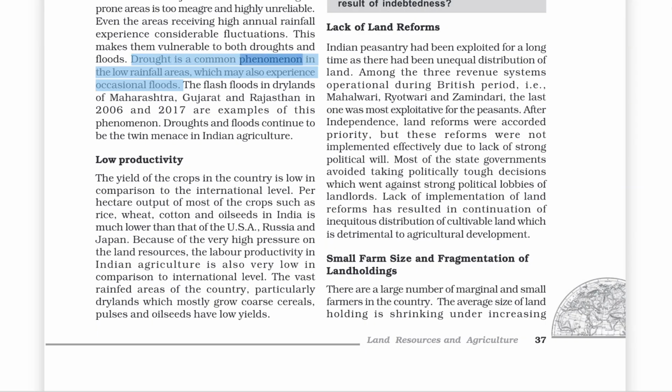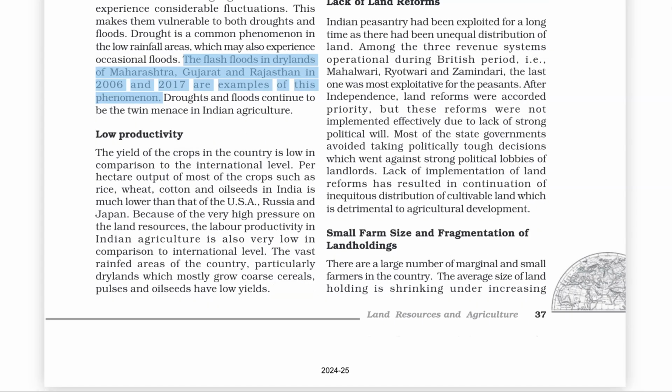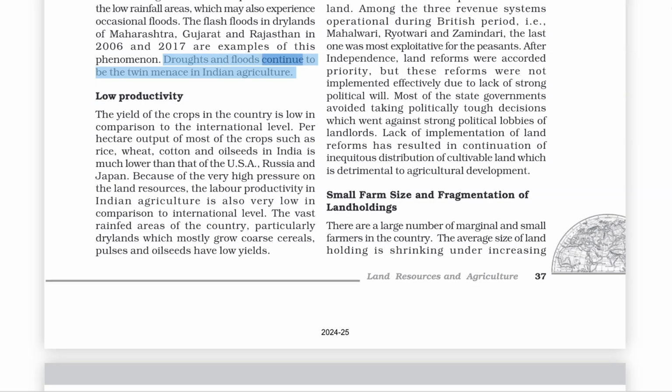Drought is a common phenomenon in the low rainfall areas, which may also experience occasional floods. The flash floods in drylands of Maharashtra, Gujarat and Rajasthan in 2006 and 2017 are examples of this phenomenon. Droughts and floods continue to be the twin menace in Indian agriculture.